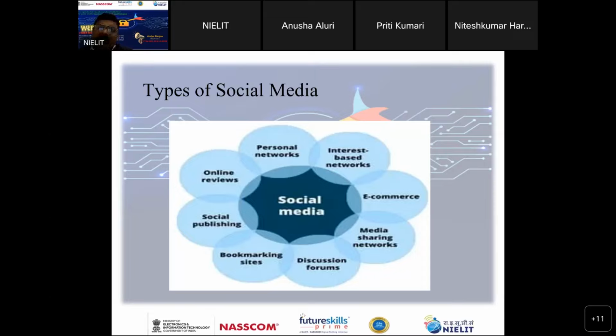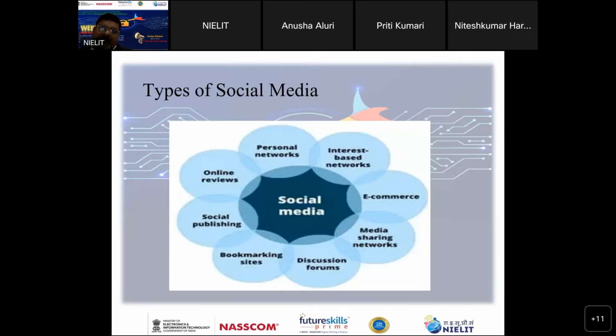E-commerce websites, we are mostly used to this type of website where we do shopping online, such as Flipkart, Amazon, Shopify, Meesho. These are e-commerce websites which we use for our shopping. Next, social media websites.